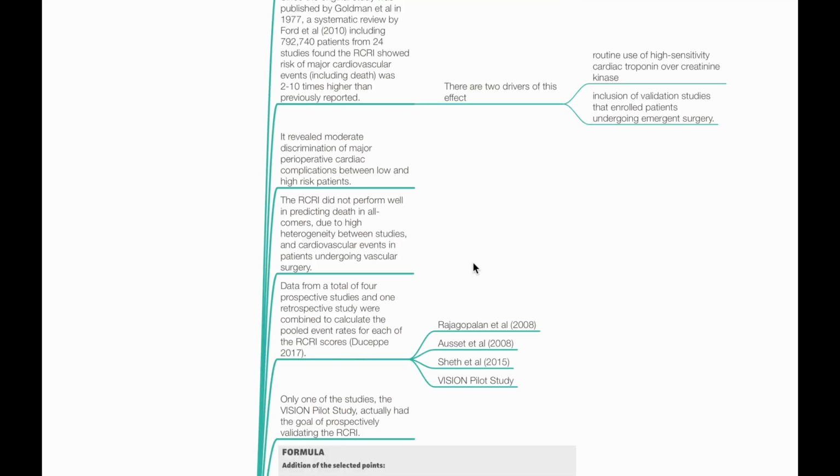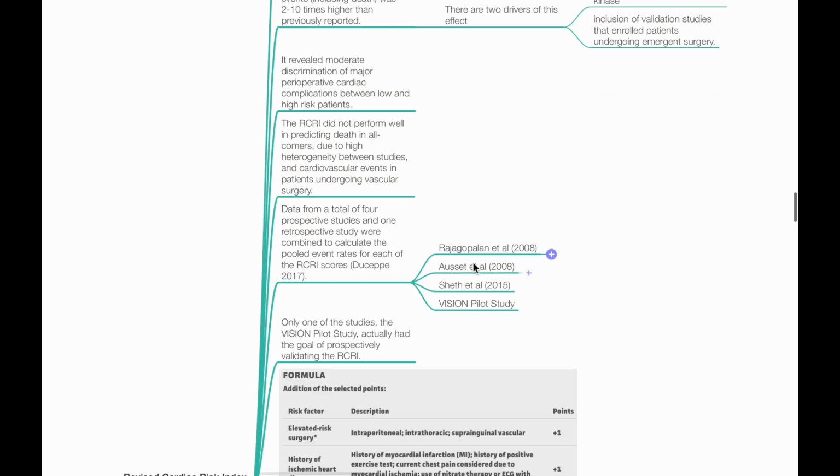Two drivers for this effect include routine use of high-sensitivity cardiac troponin over CK and inclusion of validation studies that enrolled patients undergoing emergent surgery. RCRI did not perform well in predicting death in all corners due to high heterogeneity between studies and CVS events in patients undergoing vascular surgery.